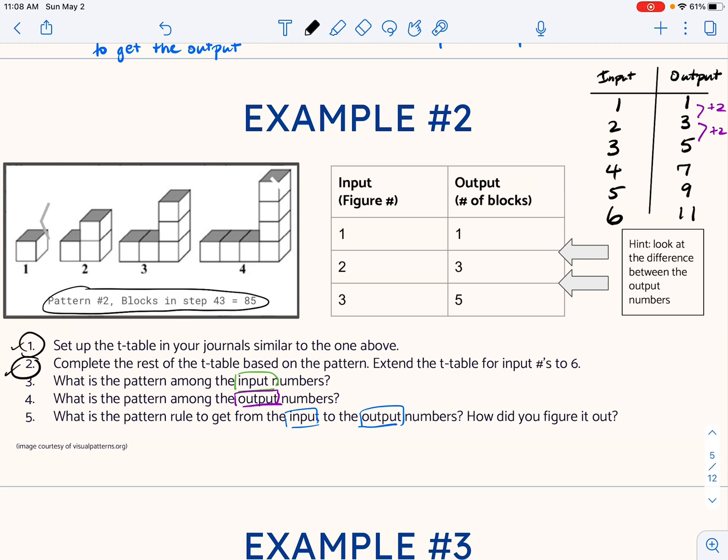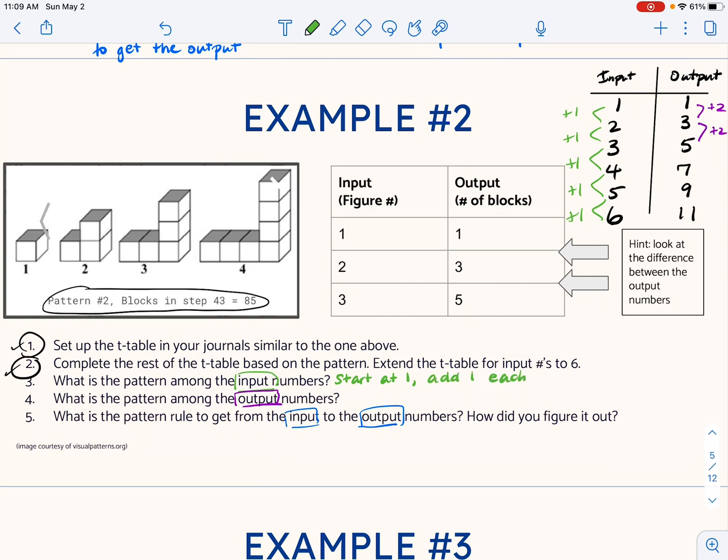Now, what is the pattern among the input numbers? It looks like it's very similar to the previous example. It looks like you're adding 1 each time and you're starting at 1. Notice I'm also going to describe the number that I've started off with. So I start at 1 and add 1 each time.